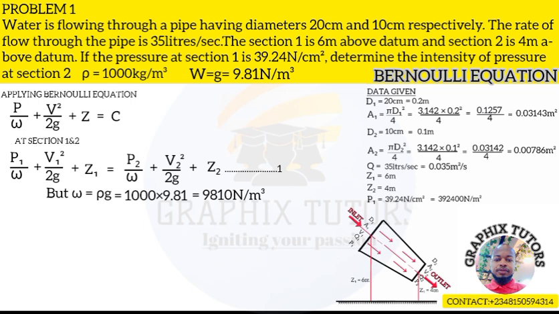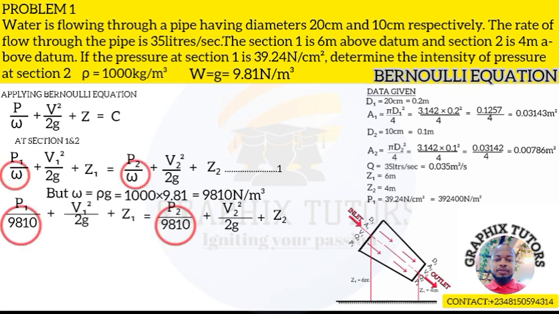So we'll move further. If I should now input it here to represent my specific weight, I will change this specific weight to be 9,810. So calculating for velocity at section 1 and section 2, I'll be putting V sub 1 and V sub 2.